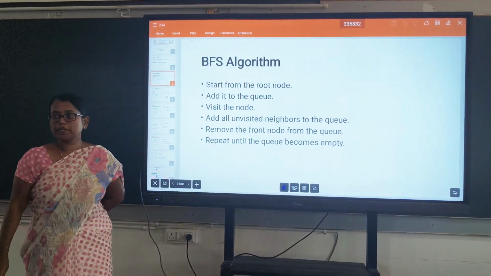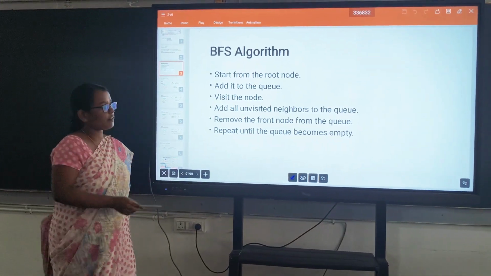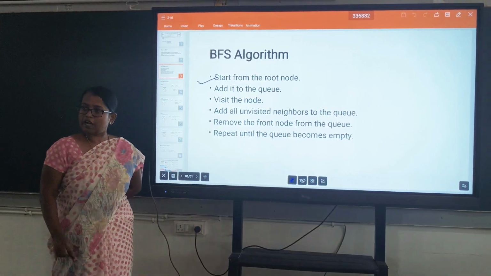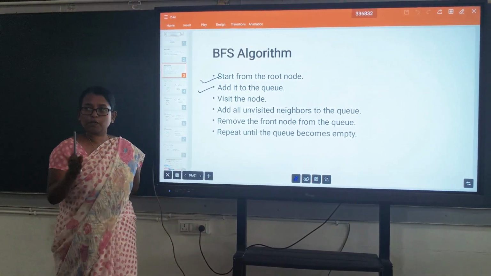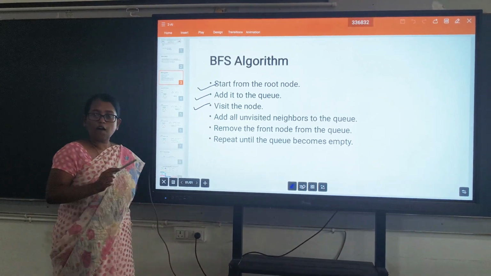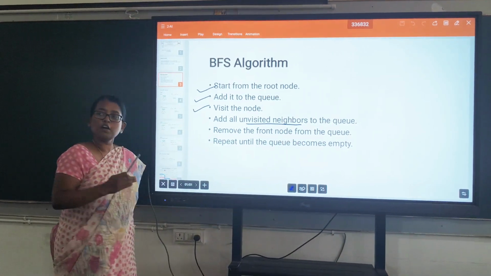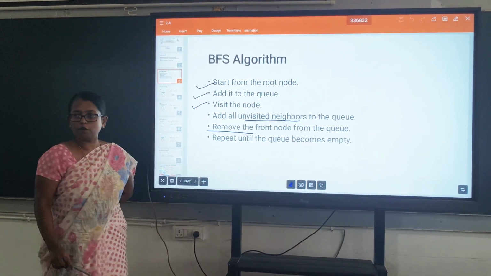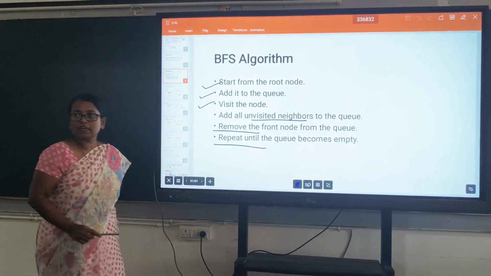What does this BFS algorithm say? We have different steps. The first step is we have to start from the root node as usual, then add it to the queue. Then visit the nodes which are available. All the unvisited neighbor nodes have to be put in the queue. Then remove the front node of the queue, and repeat the steps until the queue becomes empty.